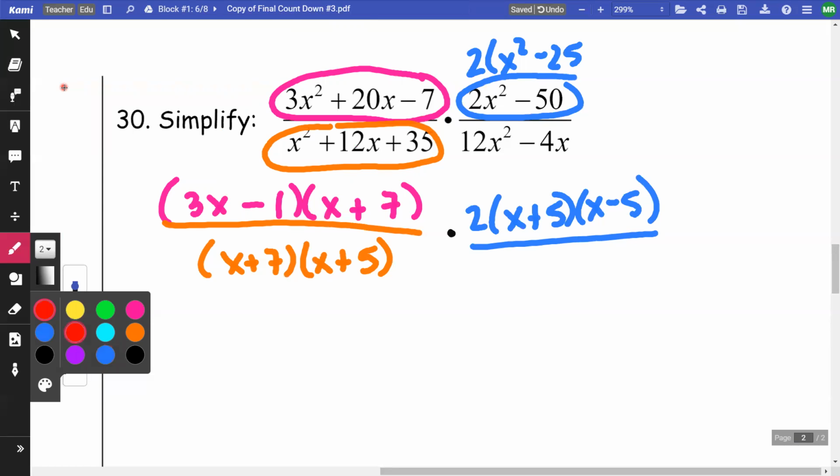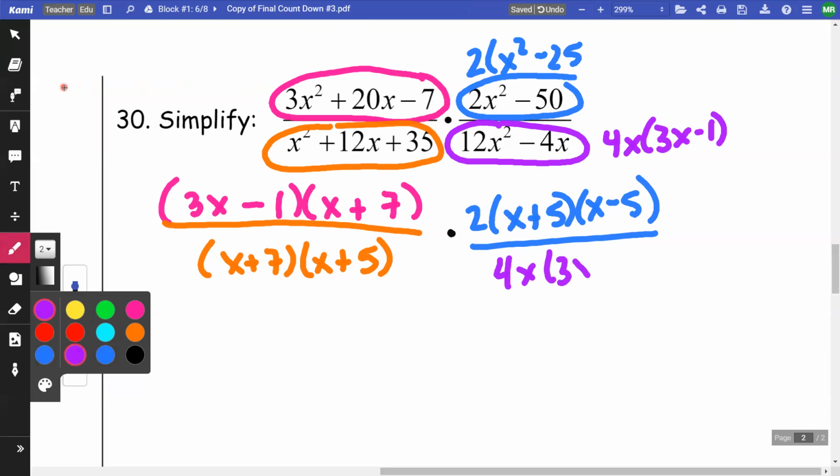Okay, and on bottom, this I could factor out. Let me just, let's see, a 4 and an x. And I'll be left with a 3x minus 1. So that's what I'm going to get. 4x times 3x minus 1. Do not need common denominators.